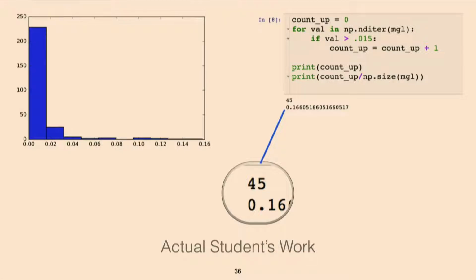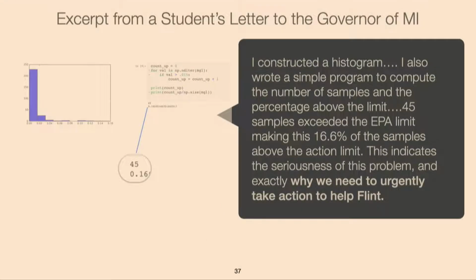The other thing I want to point out to you is it's difficult to see perhaps, but that distribution has a real long tail. And there are some folks out there at 0.2, or 0.12, 0.14, 6, 8 times the legal limit for lead. That's a huge problem. So we had our students write to the governor of Michigan with their analysis results.